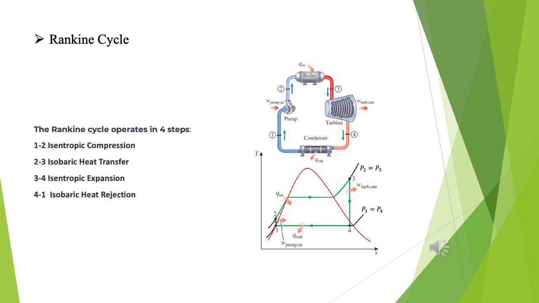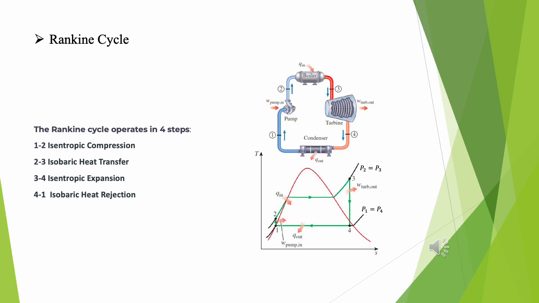Also, we should talk about a Rankine cycle. This cycle consists of four steps. At first, low pressure water is converted to high pressure water by using a pump. And the water is transferred to the boiler in an isentropic process. After that, the water temperature is raised by transferring heat from a hot reservoir in the isothermal process.